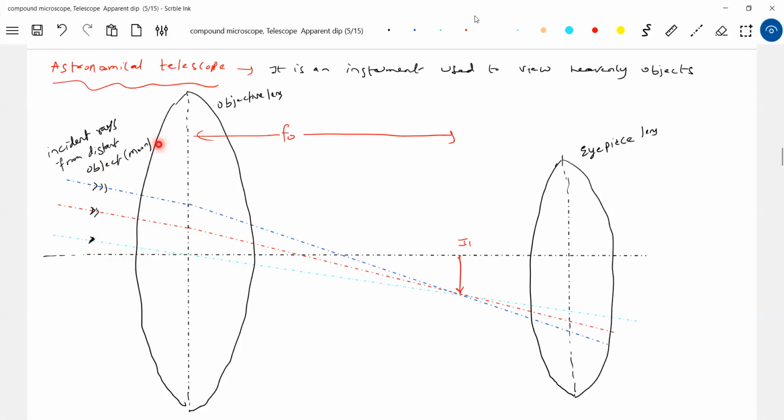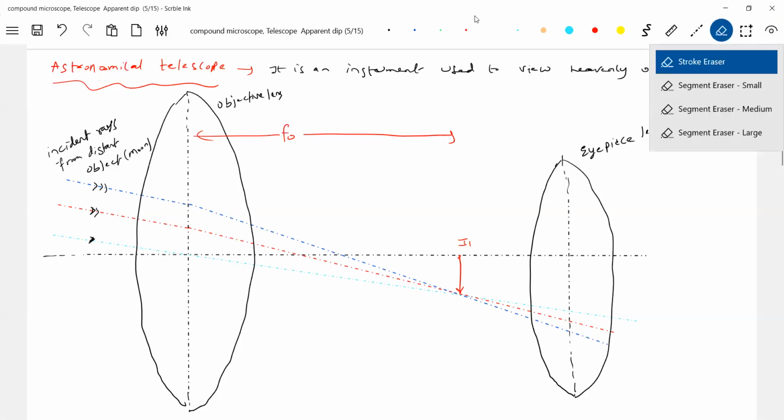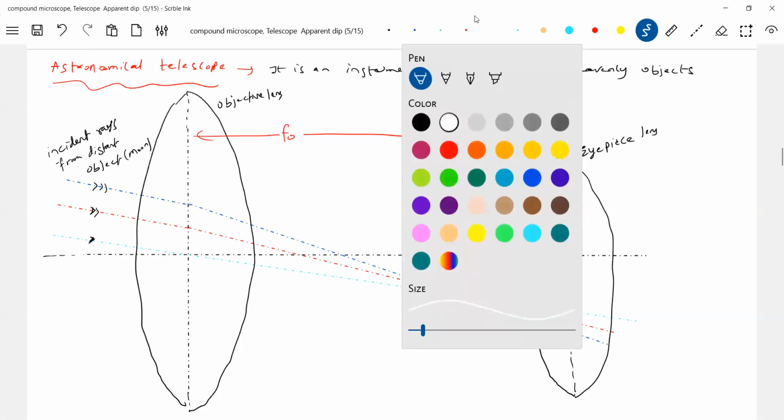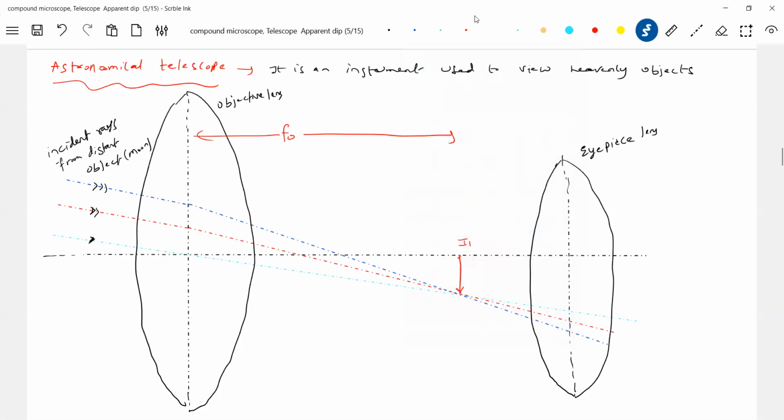So finally, what happened? The rays will converge at a point at the focal length of the objective. That is I1. Again, what happened to the rays after that? They traverse further, and they form the final image. The red color one.